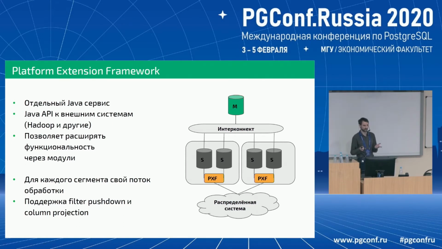This PXF is used as one extension for all segments, and if we take a closer look, you can find flows for all segments. These flows capture data from different segments and feed them to external services, or they can do it vice versa. Everything is done concurrently.